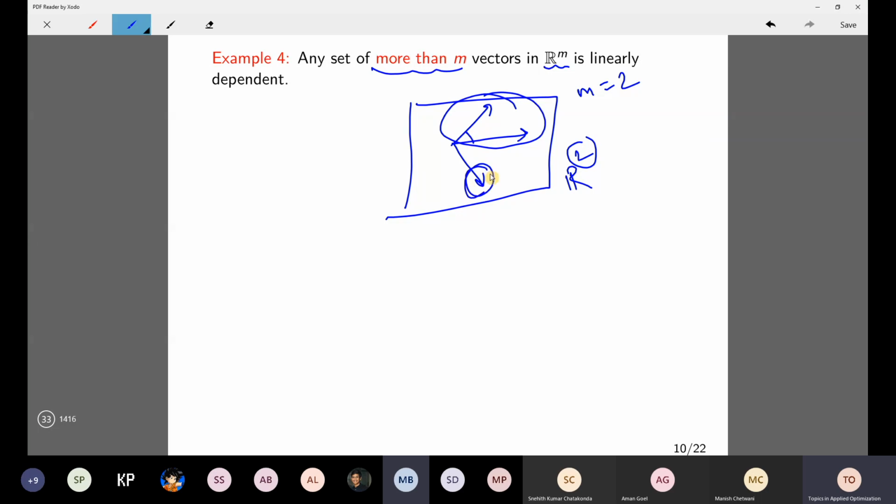Okay, so this vector can be generated using these vectors. So any more than two vectors are surely going to be dependent, because the third one can be generated using the two only. So in the general case, in Rm, if you put more than m vectors, then the set containing those more than m vectors is going to be dependent.